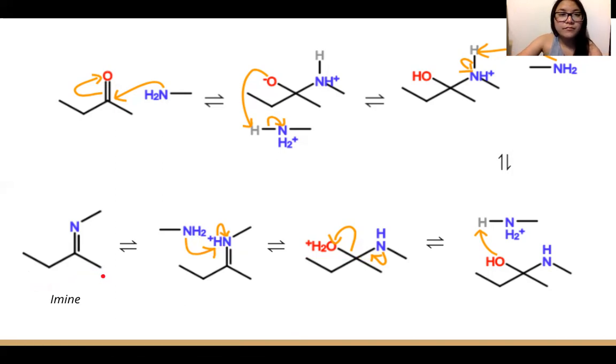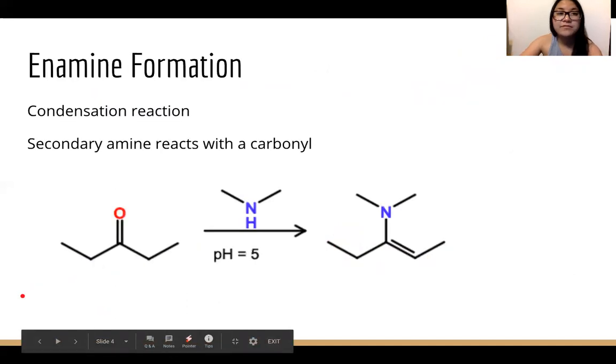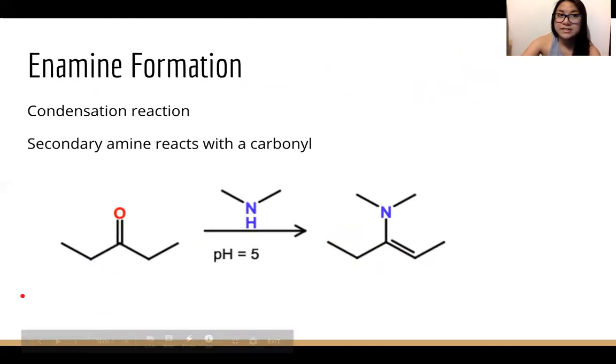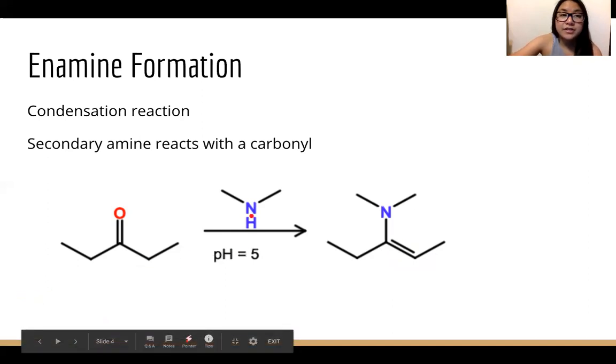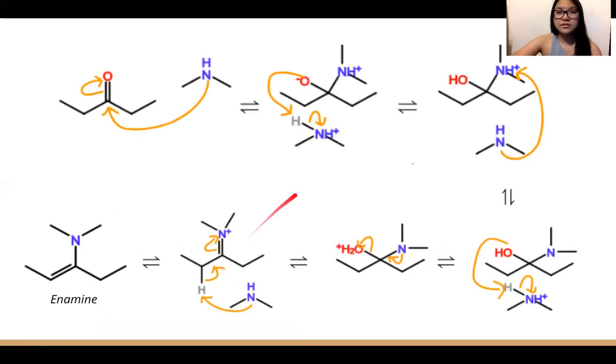Good. Okay, so next, if we go through enamine formation, it is basically the same thing. The only thing that's changing is that you are reacting with a secondary amine. And this is also under slightly acidic conditions. So let's go through this again.